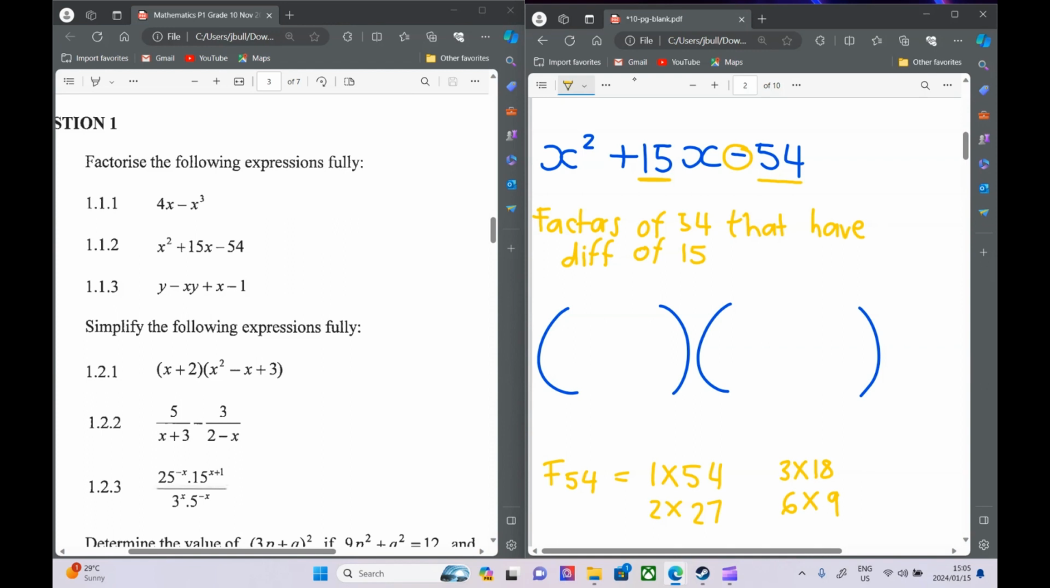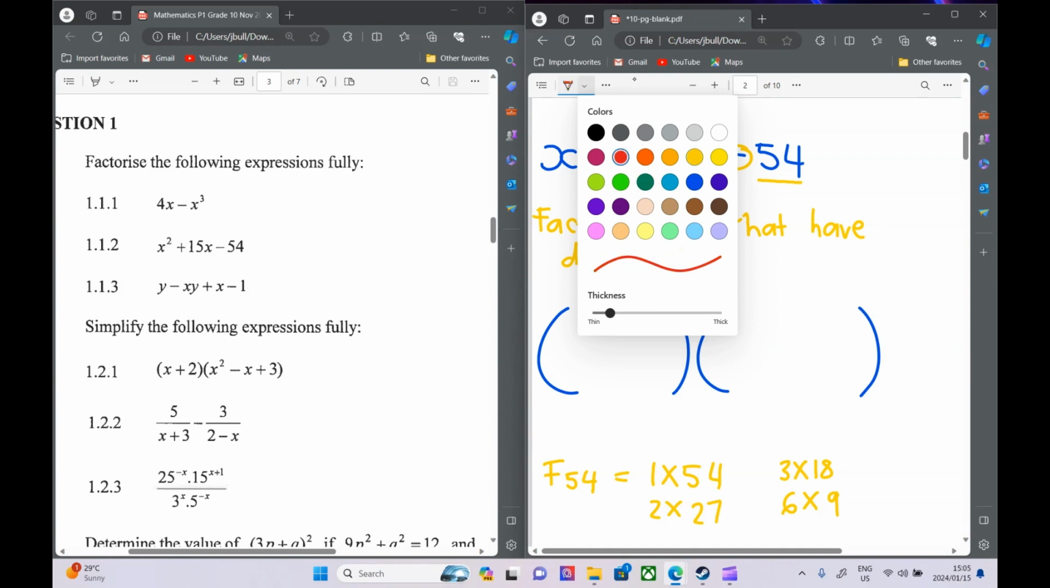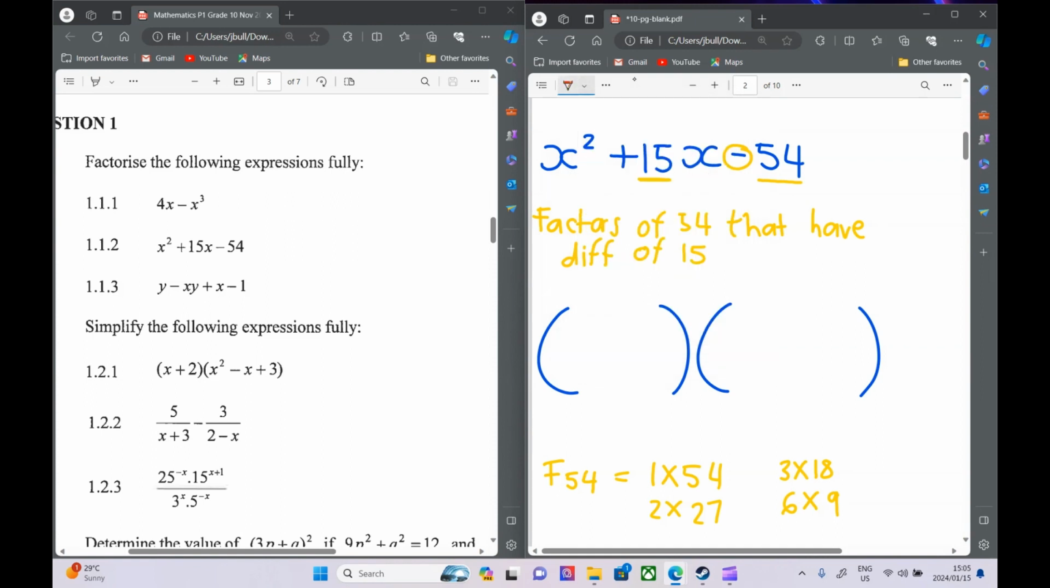Now I'm going to check which of these factors, if I subtract them, gives me an answer of 15. So 54 take away 1 is going to give me 53, so it can't be that one. 27 take away 2 is going to give me 25, again, can't be that one. 18 take away 3 gives me 15, so that is my answer there. What we always do is put, at the start of the bracket, just x or just y or whatever the variable is.